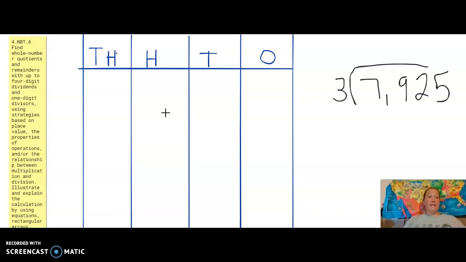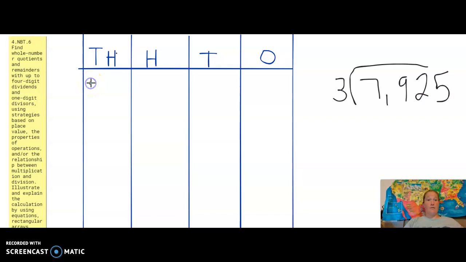We're continuing with the standard 4.NBT.6. So our objective today will be to divide 4-digit dividends, or we could do up to 4-digit with 1-digit divisors, and we're going to use the place value disks method and area model. Okay, so here we go. We have 7,925 divided by 3. So I want to show you the place value disks again, but this time we're going to have a remainder.